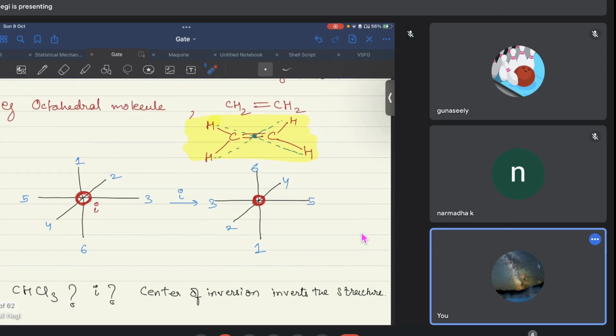Now in CHCl3, do I have the center of inversion there? It's a question. In CHCl3, you have seen the structure. It is a tetrahedral structure, with hydrogen at the top and the Cl bonds at the bottom. So can you imagine that it has a center of symmetry?